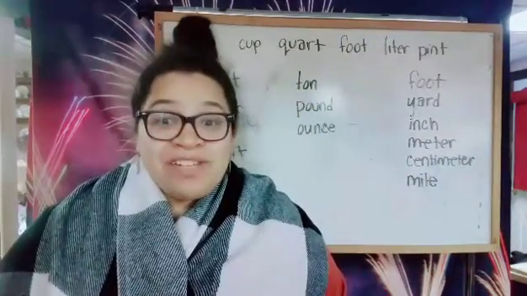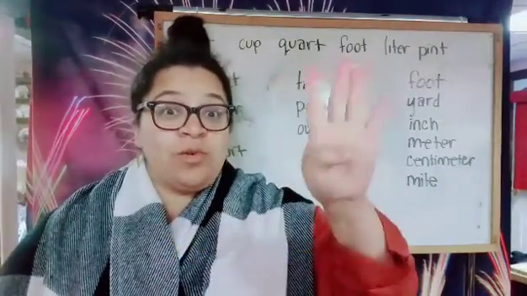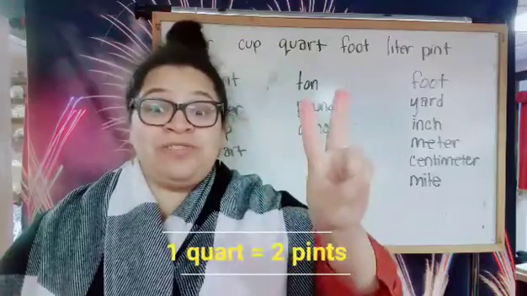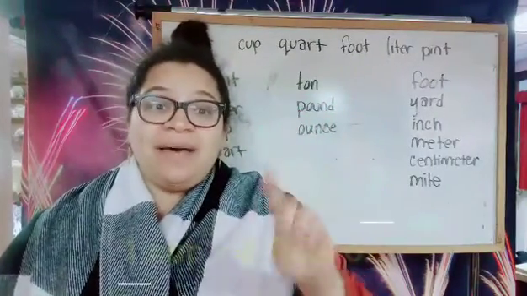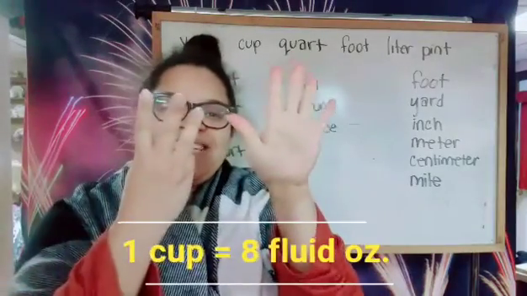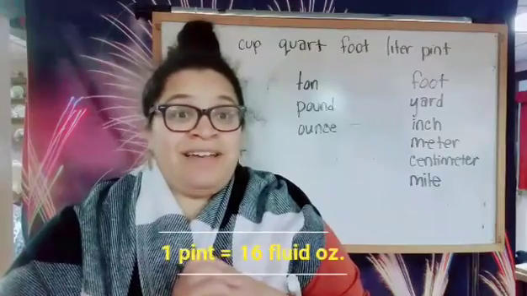All right, so our measures of capacity, let's review them together. 1 gallon equals 4 quarts. 1 quart equals 2 pints. 1 pint equals 2 cups. 1 cup equals 8 fluid ounces. 1 pint equals 16 fluid ounces.